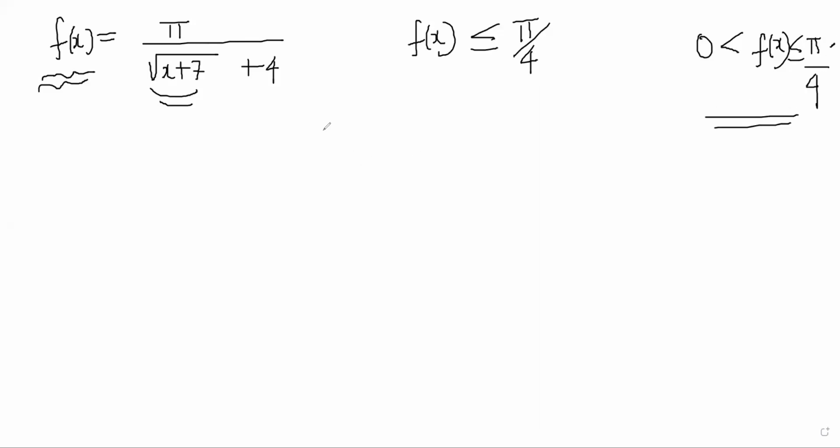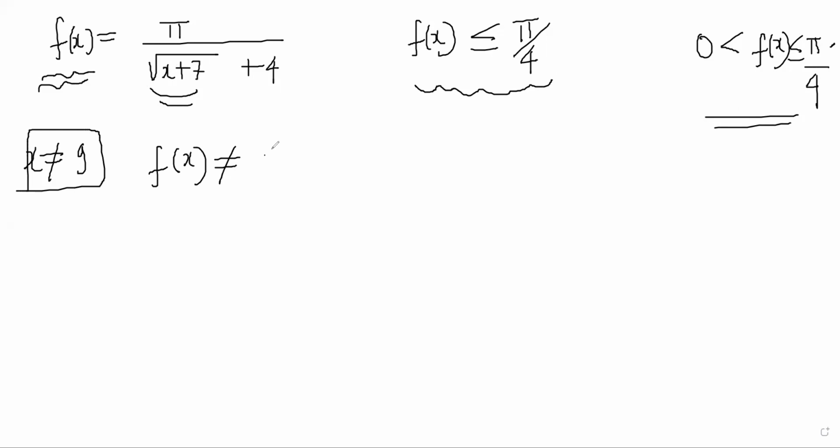Are you getting that? Because f(x) is less than or equal to pi by 4 clearly. And what can it not be? x cannot be 9, so f(x) cannot be pi by root of 9 plus 4, so pi by 8. f(x) cannot be pi by 8. Other values are all fine, and it has to be at most pi by 4, and it cannot be 0.